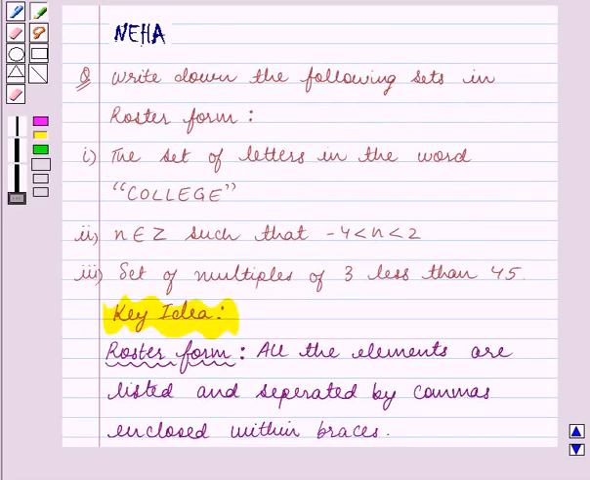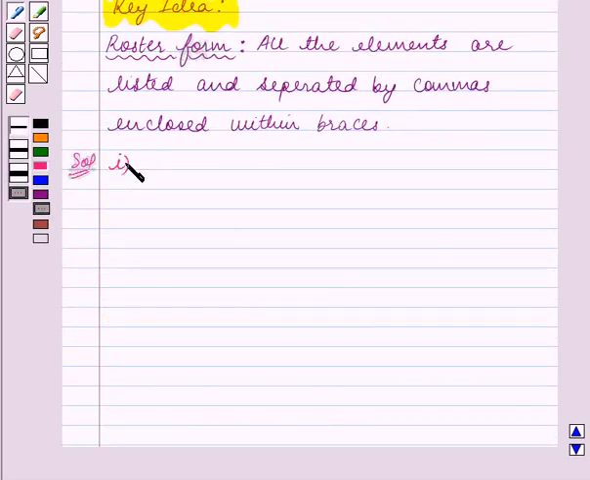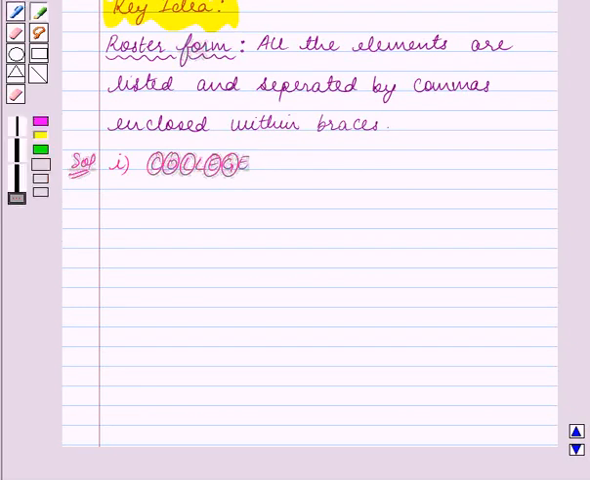Now in part 1 we have the set of letters of the word college. So in part 1 we will first list down the letters of the word college. Now in the word college, the letters are C, O, L, E, G. As the repetition of elements is not allowed in the denotation of a set, each element is written only once. We have to write the set in roster form, and in roster form all the elements are listed and separated by commas, enclosed within braces.